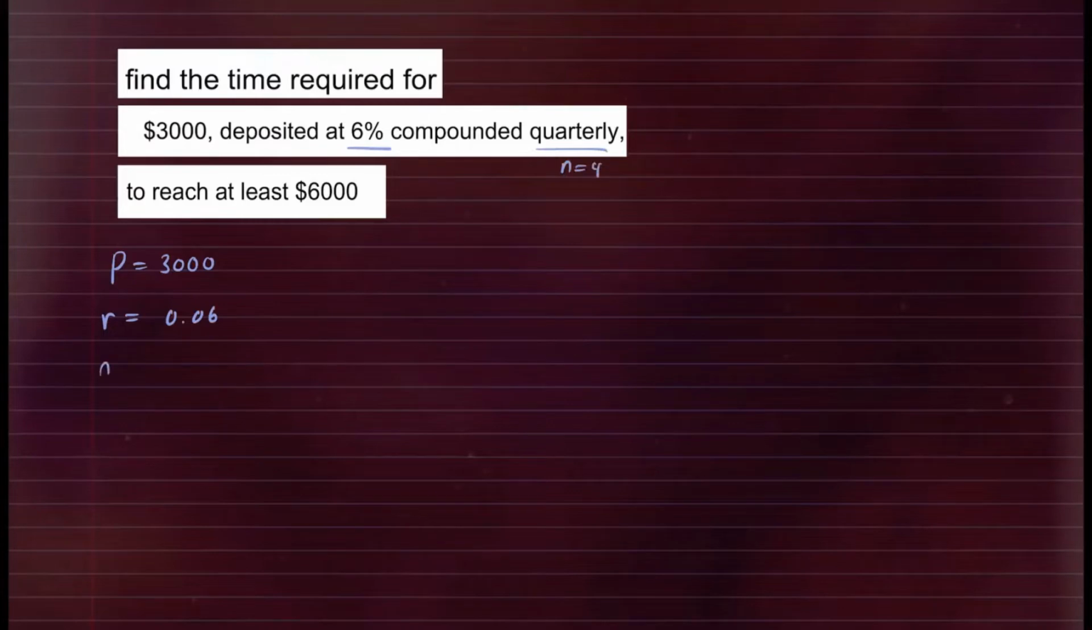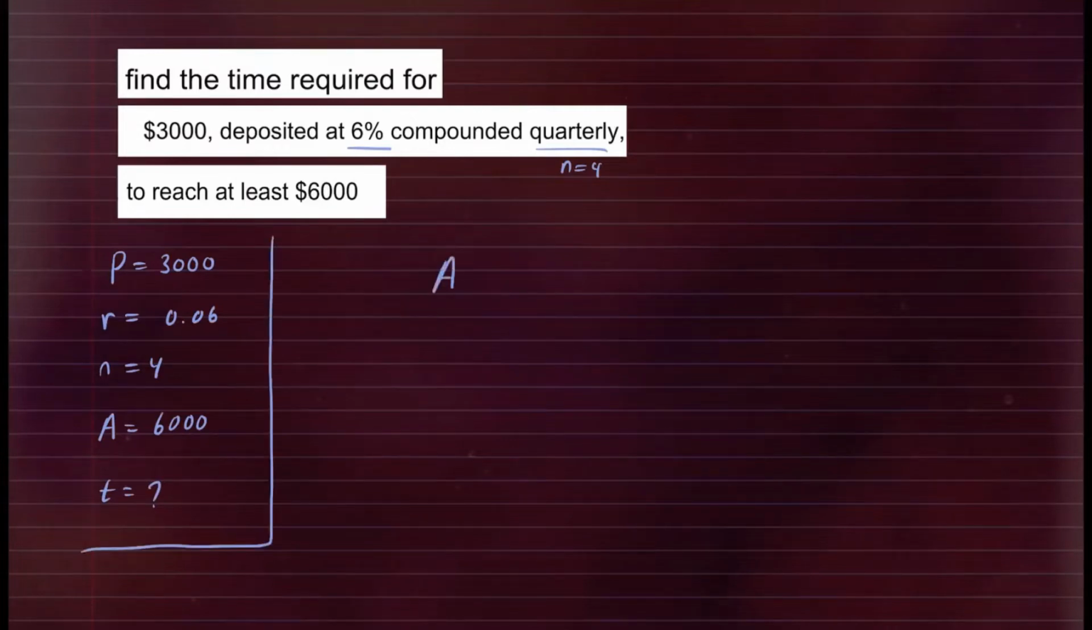So let's go ahead and write that down. N is 4. And we want the amount to reach at least this much, so that means 6,000 or more. Let's say we want to find the time when it's going to reach exactly 6,000. So the future amount is $6,000, and we're looking for the time required to attain this amount. Let's put this on the side and use the formula above.